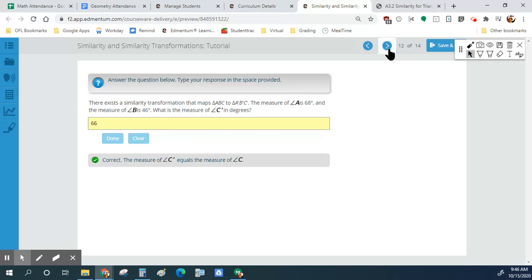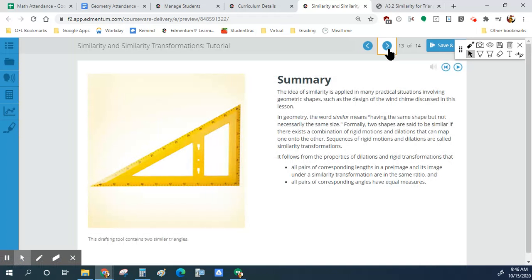Perfect. All right, guys, and as always, make sure you're paying attention to your similarity principles here. Basically, the idea that this triangle is similar, so the angle should be the same.